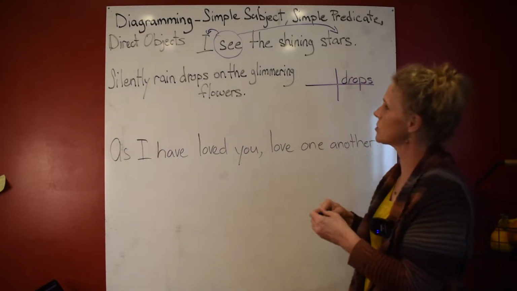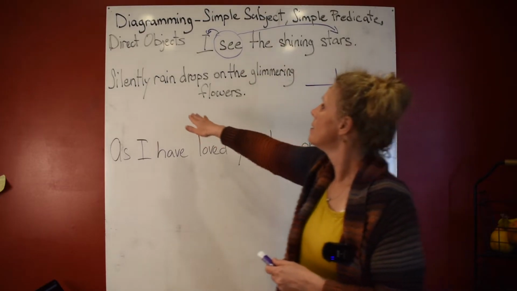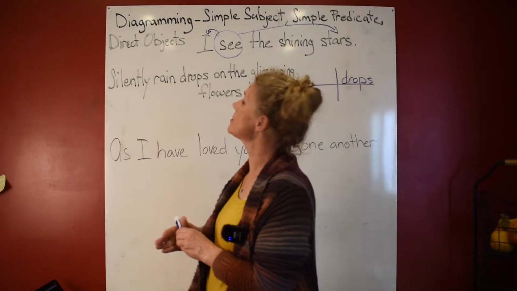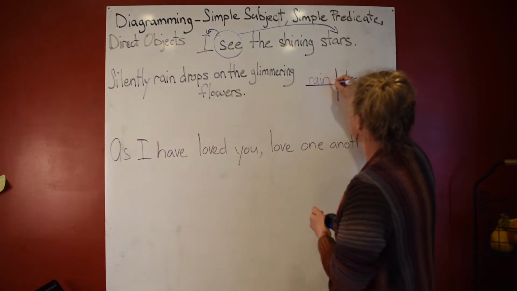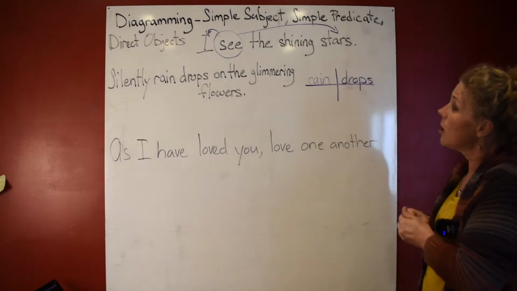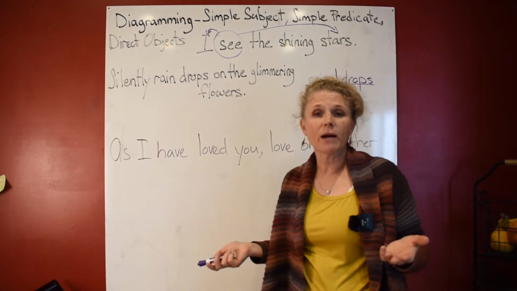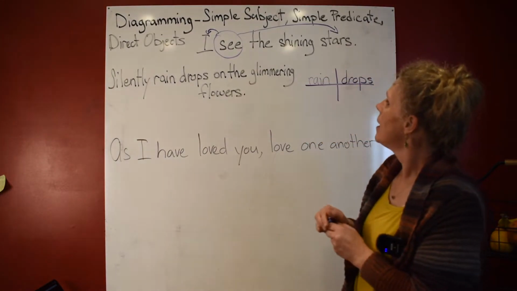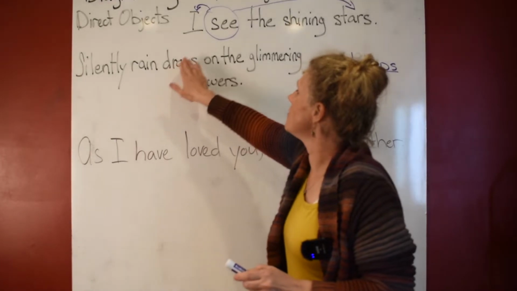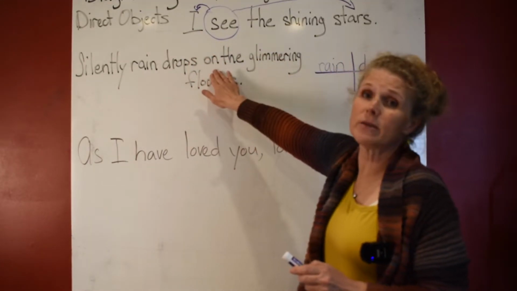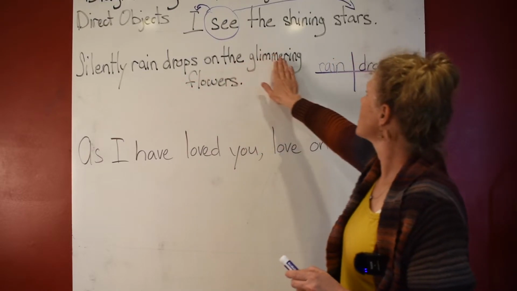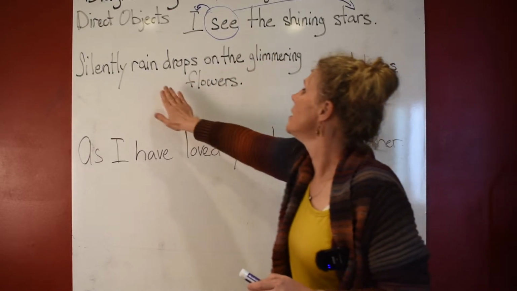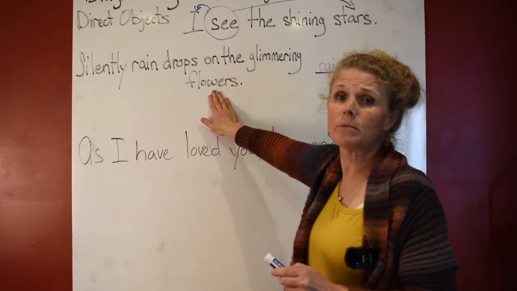Well, let's ask the question, what drops? The rain drops, right? So that is our subject line. Now let's see if we have a direct object. Okay, what's receiving the drops? Is glimmering receiving the drops? Is flowers receiving the drops?